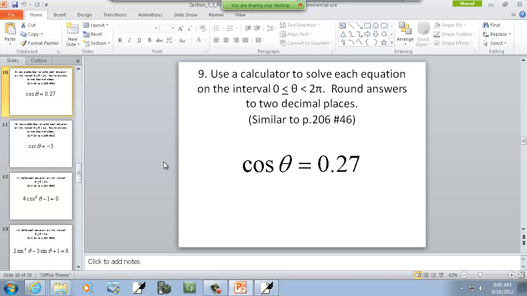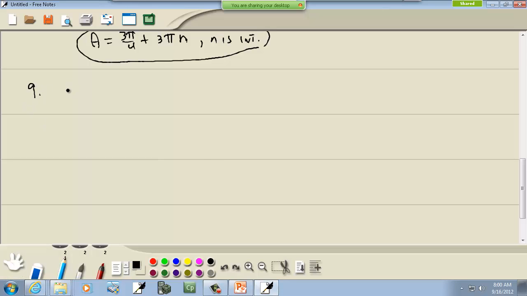Let's take a look at this next one. We got cosine theta is equal to 0.27.